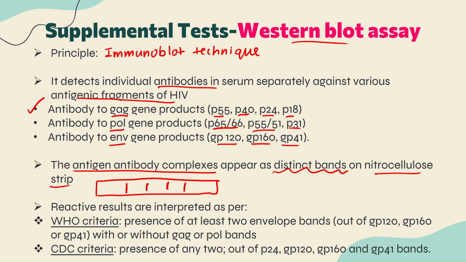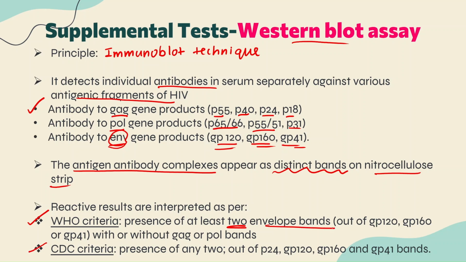Okay, now how we are going to interpret this result? So what are those conditions? There are two criteria for interpreting the result, and that is your WHO criteria and the CDC criteria. So if out of all of these, जो ENV genes की जितने भी antigens हैं, if you are getting two ENV bands, at least two envelope bands with or without the presence of a gag or pol gene band, you say it is positive according to the WHO criteria. Yes, we can say that the test is positive.